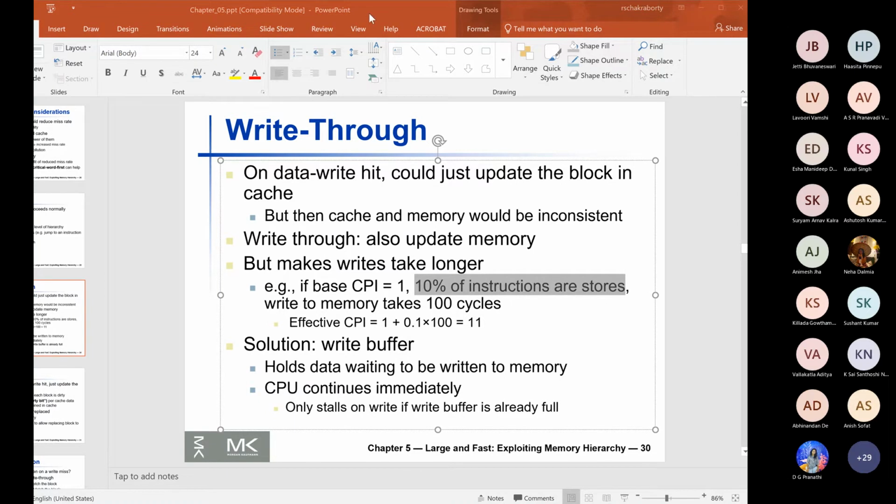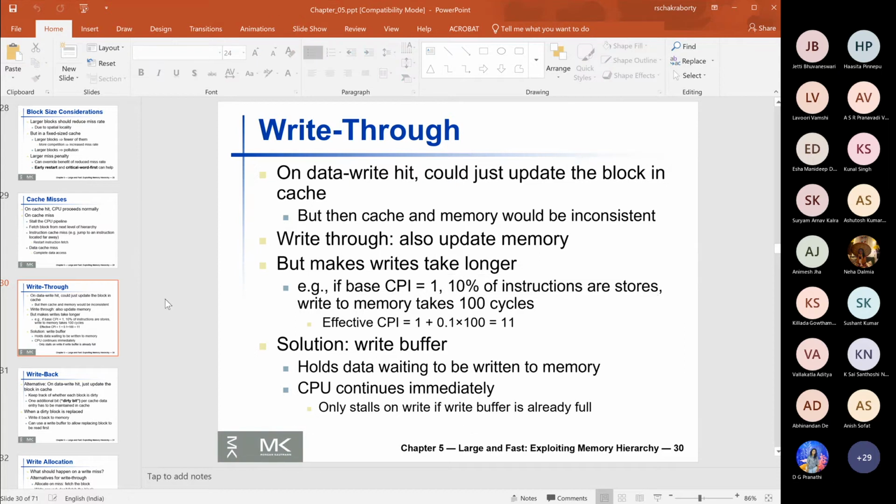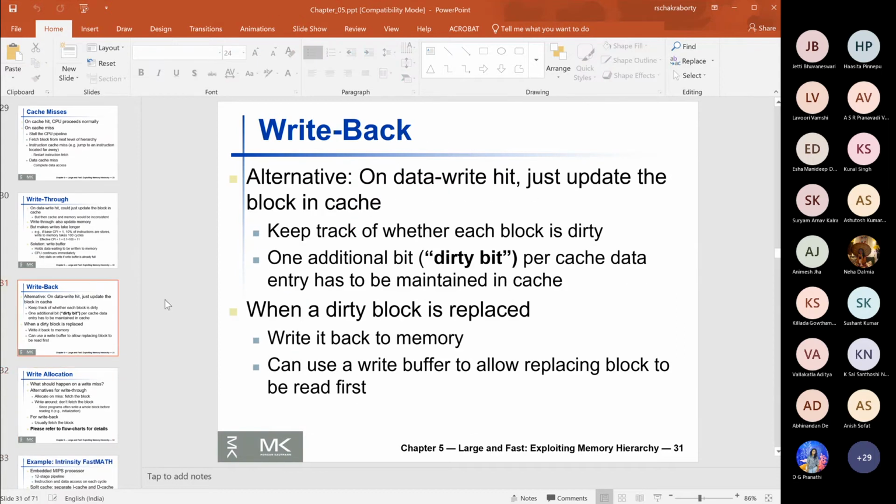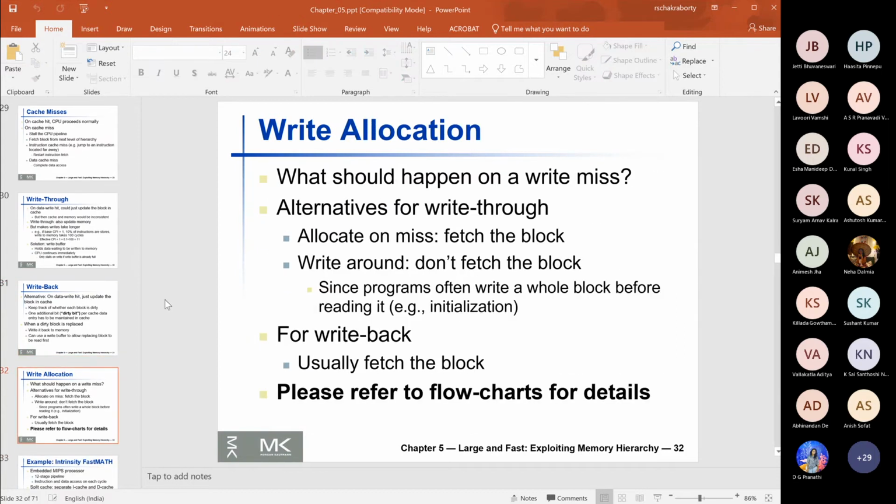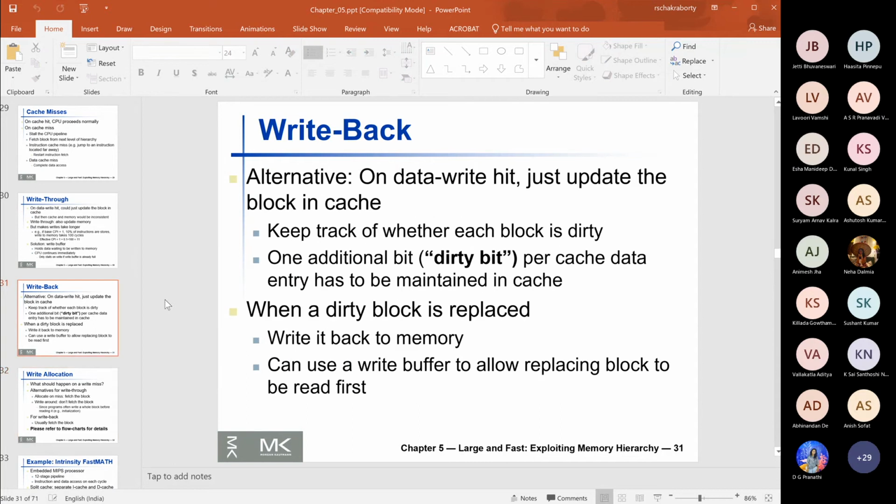Now, what happens if there is a write miss? There are two further options: write allocate and write no allocate. I will now project some other flowchart diagram to explain what these two options are.